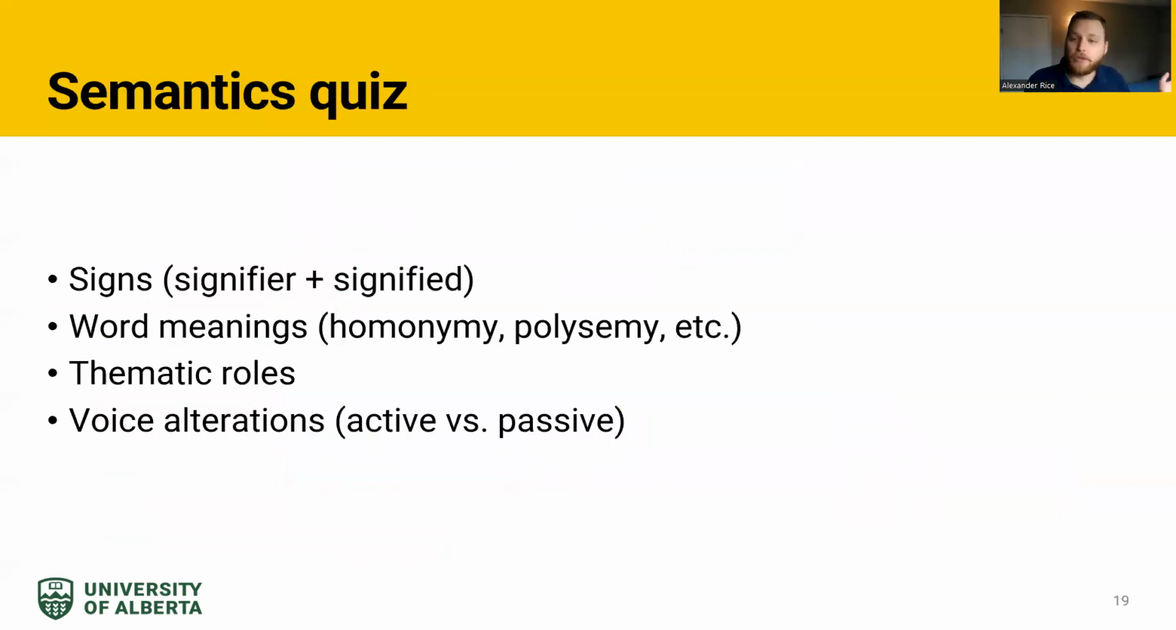Okay, so that's it. You have made it to the end of the last lecture. For your quiz this Friday, you should know these things here. What signs are and what they have to do with meaning, and word meanings. Like, what is the term for words that sound the same but have different meanings? What is the term for a word that has multiple related meanings? That sort of thing. You will also need to be able to identify thematic roles: agent, patient, instrument, experiencer, etc. And you need to know about voice alterations, specifically active and passive voices, how they're constructed, and what the difference in meaning is when you alter the voice.